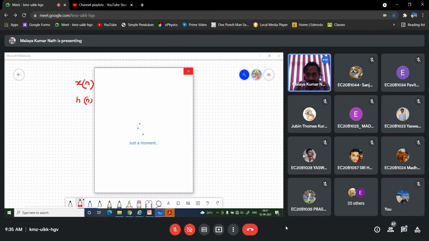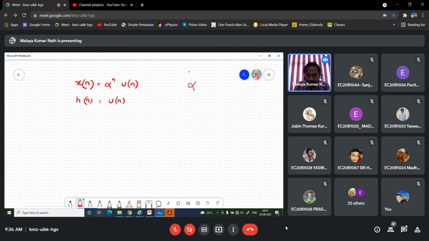Alpha is given in the range of 0 to 1, so its value lies between 0 and 1. Suppose alpha is equal to half, that is, 0.5. Now when 0.5 gets multiplied with u of n, what will happen? What is u of n? u of n is nothing but the unit step signal, which is in the discrete domain.